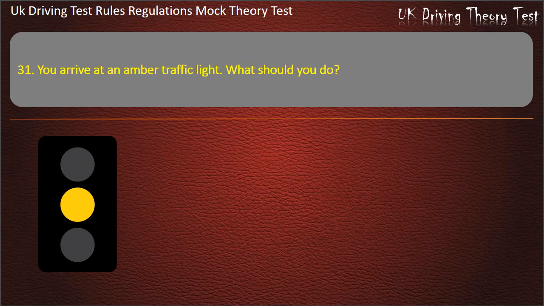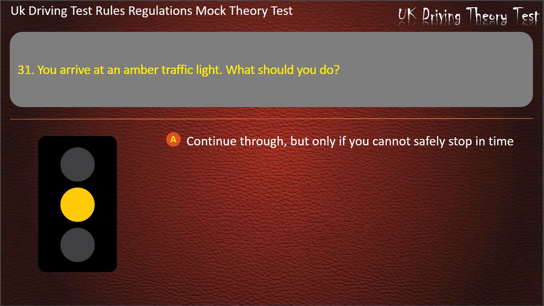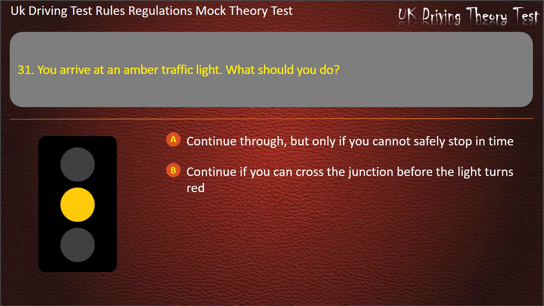Question 31. You arrive at an amber traffic light. What should you do? Continue through, but only if you cannot safely stop in time. Continue if you can cross the junction before the light turns red. Speed up to pass through. Always stop. Answer. Continue through, but only if you cannot safely stop in time.